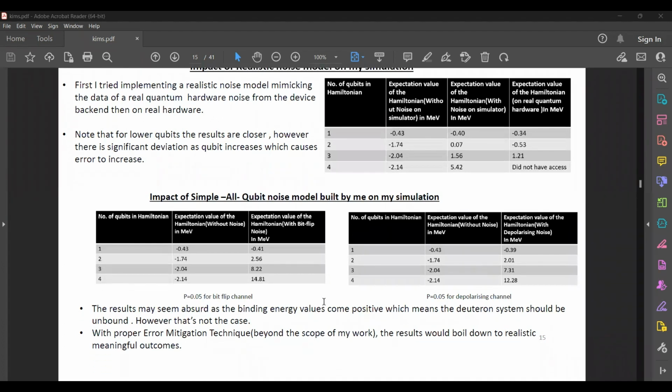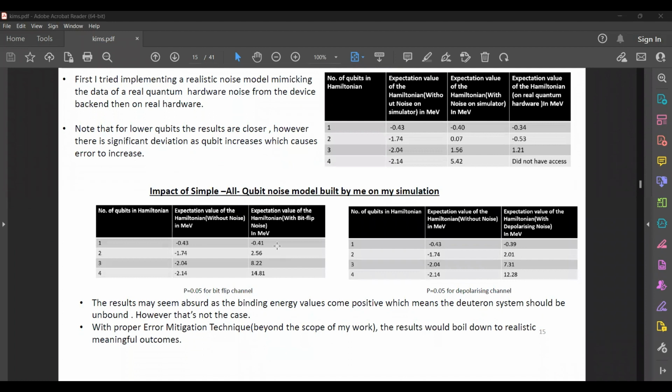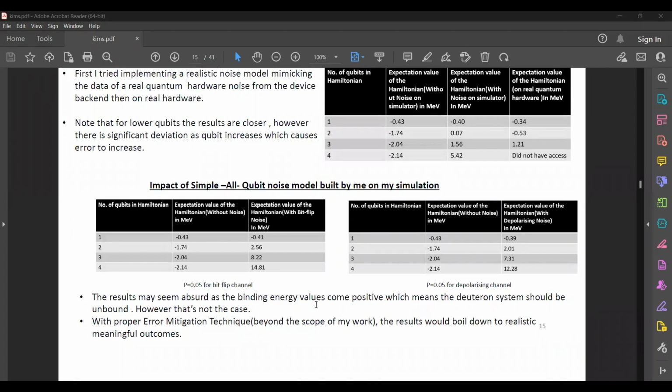Okay. So this shows how we are getting the results which are positive in real quantum hardware, but we don't have to worry about that because with a proper error mitigation technique, we can get results which will eventually boil down to realistic and meaningful outcomes. But that was beyond my scope, so I did not explore it here.